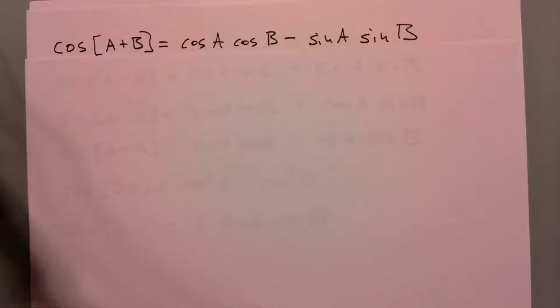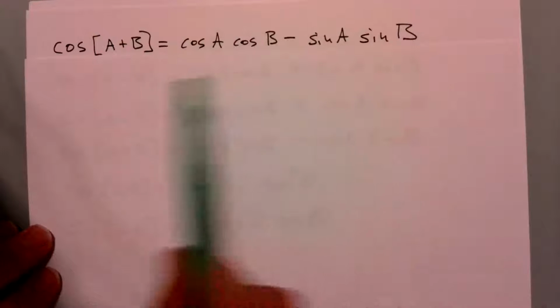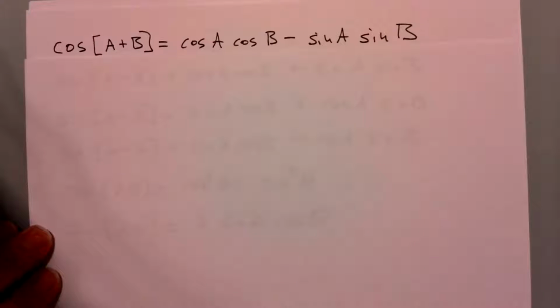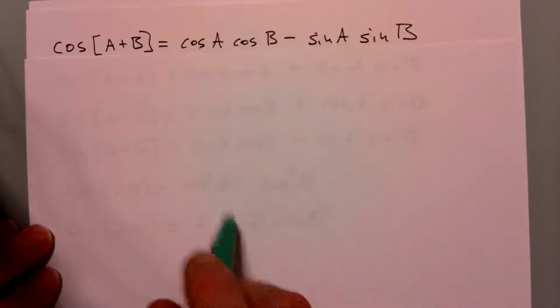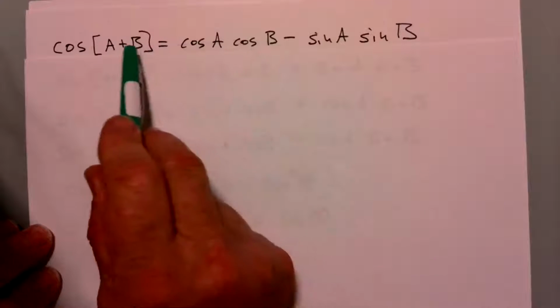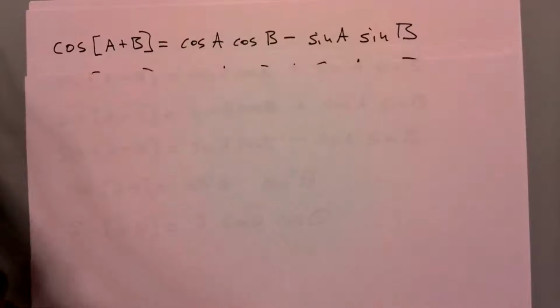Cosine of A plus B is cos A cos B minus sine A sine B. You don't have to memorize these. I will provide them to you on the next exam, which is coming up in just a couple weeks, by the way. Notice the sign changes. It's plus here and it's minus there.